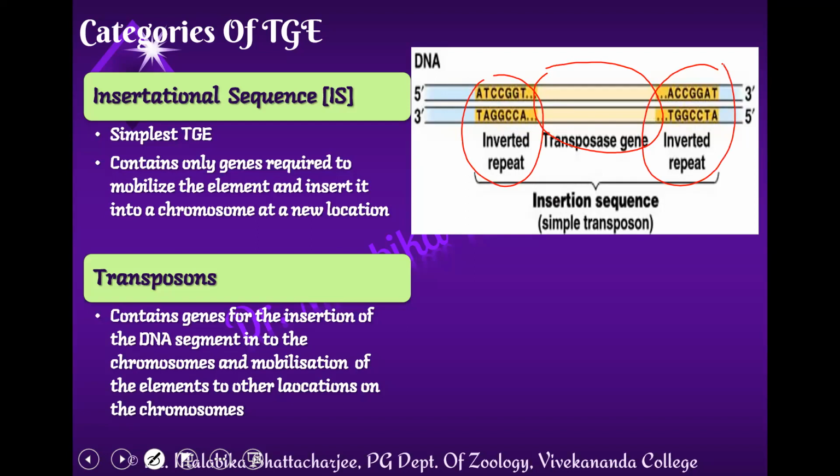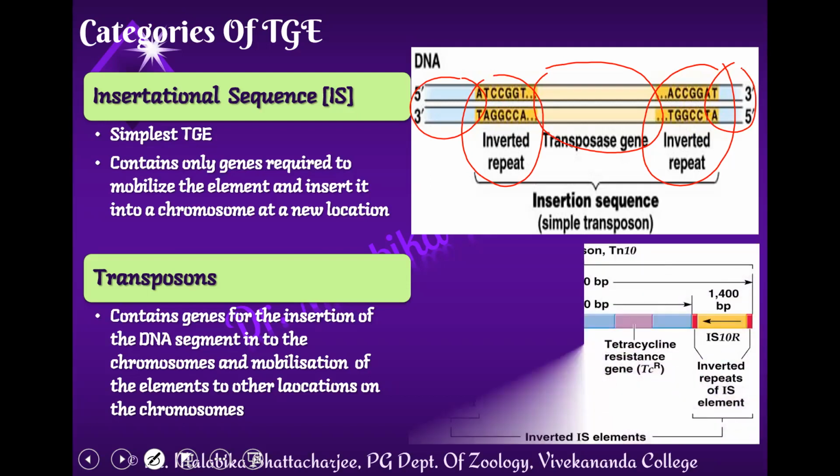So when this transposon cuts itself out and integrates into a target site, it will automatically create a direct repeat on this side, as I just showed you in a very simplified manner. That is how direct repeats are generated when a transposon is integrated into a fresh site. So this is the insertion sequence, the simplest of the transposons.